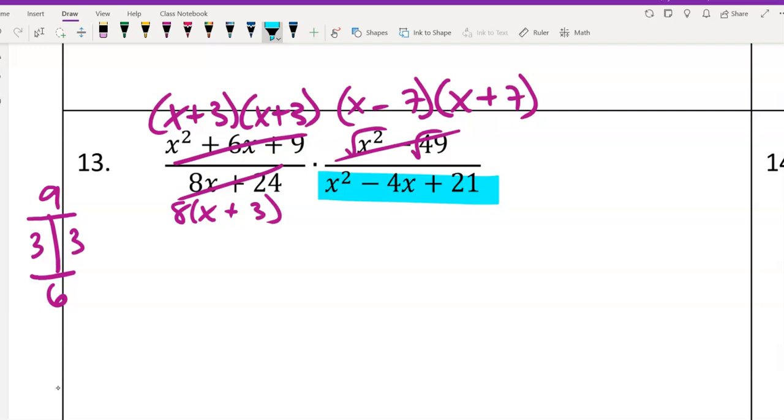And the final denominator is 21 on top and negative 4 at the bottom. So factors of 21 are 1 and 21, 7 and 3. There it is. 7 and 3 have a difference of 4. But which one needs to be negative to add up to negative 4? It needs to be a negative 7 plus 3.